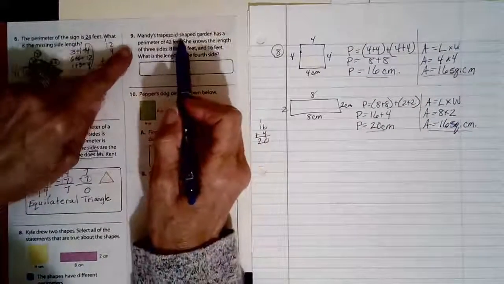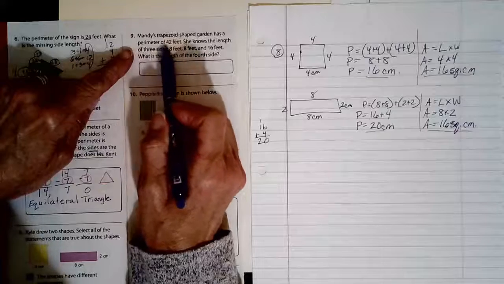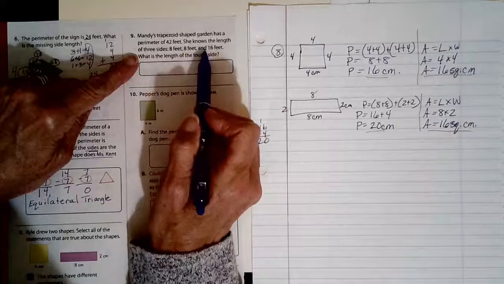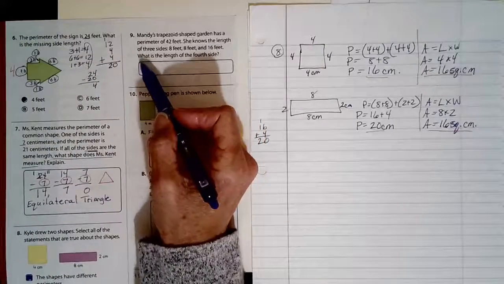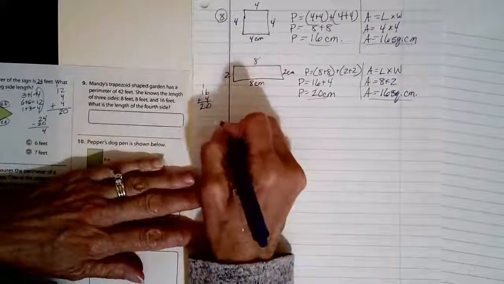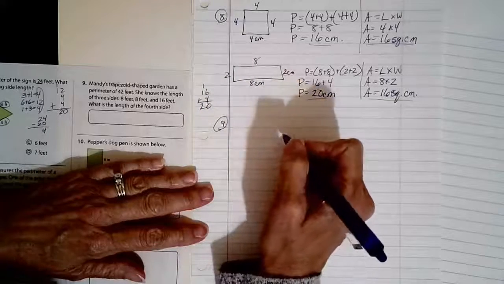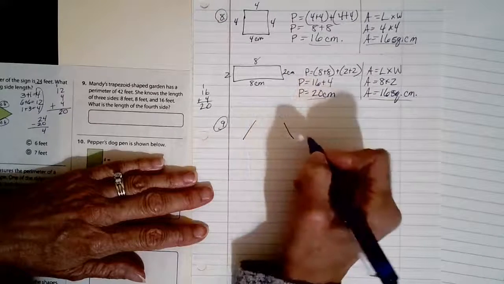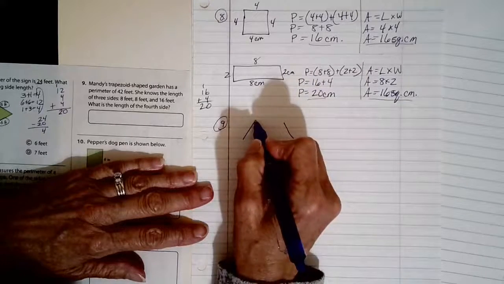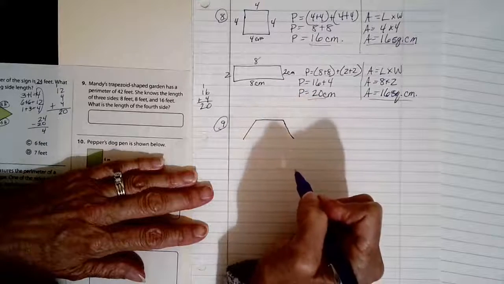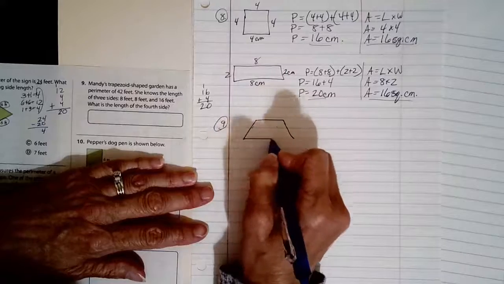Mandy's trapezoid-shaped garden has a perimeter of 42 feet. She knows the length of 3 sides, 8 feet, 8 feet, and 16 feet. What is the length of the 4th side? Well, let's come over here to our paper again. We're at number 9. And a trapezoid. Let's think, boys and girls. A trapezoid has 2 outside lines that are diagonal. It has a shorter line at, well, top or bottom, depending on which way you turn it. And then it has a longer line.